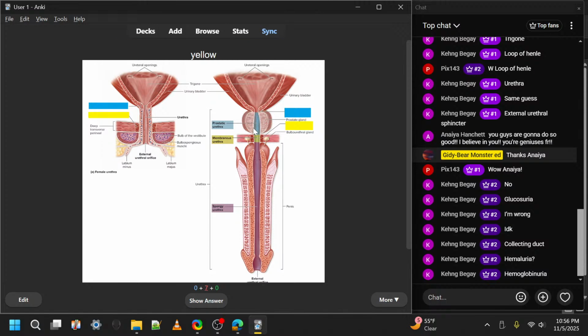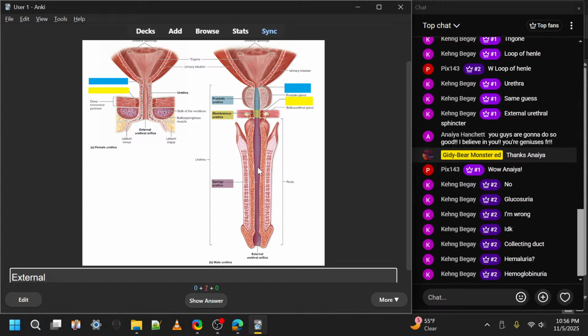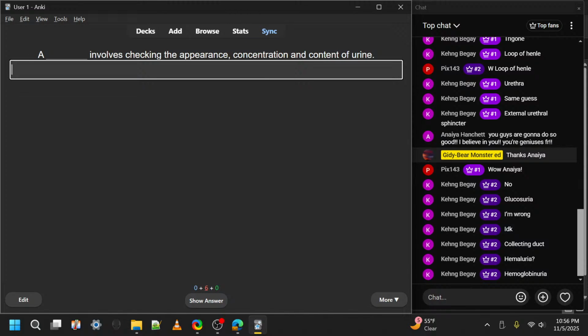Okay. So the yellow is the external urethral sphincter. Nice. A blank involves checking the appearance, concentration, and content of urine. Well, I want you to type this one out, Kang. I want to see you do this one.